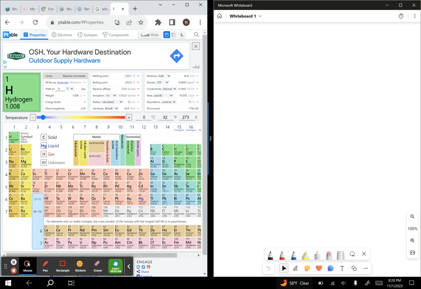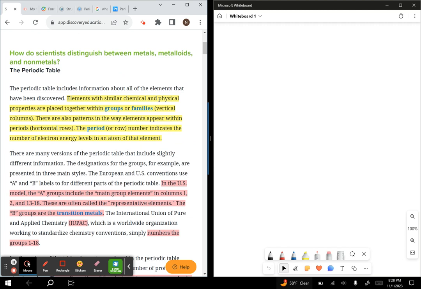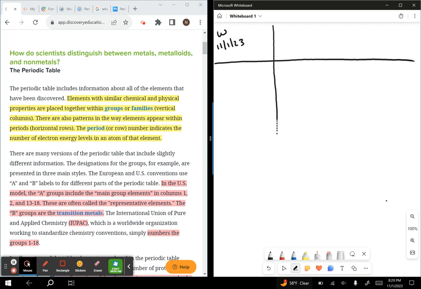So how do scientists distinguish between those? Roman numeral 1. Let's actually first draw our lines, okay? Today's date is 11/1, and it is Wednesday, 11/1/23. We'll leave some room for any margin notes that you want to take.